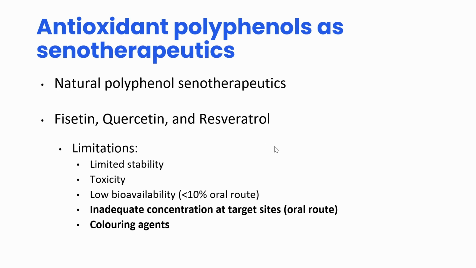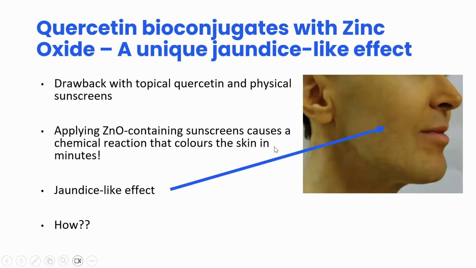In this particular slide, we have shown in others as well that quercetin, when combined with zinc oxide, produces a unique jaundice-like effect to the skin. You could see the yellowing here. It's very unpleasant, and thus it just cannot be used with physical sunscreens that contain zinc oxide. And the reaction occurs in mere minutes.